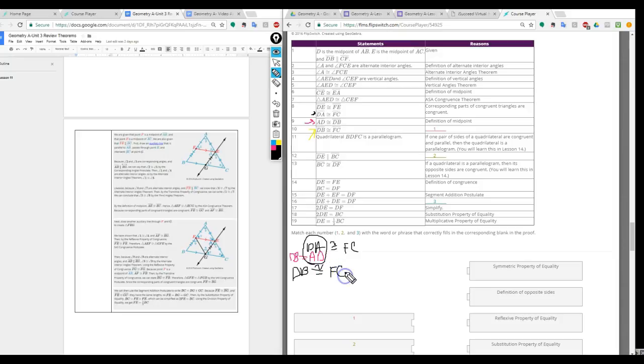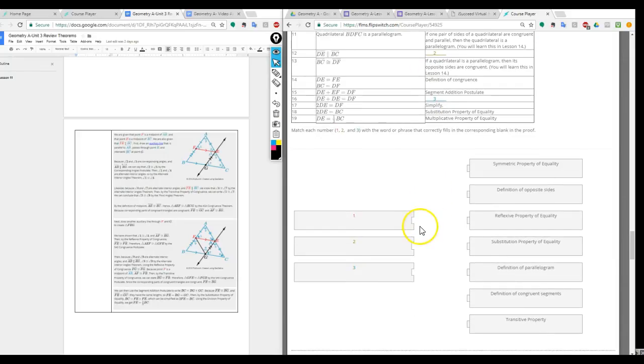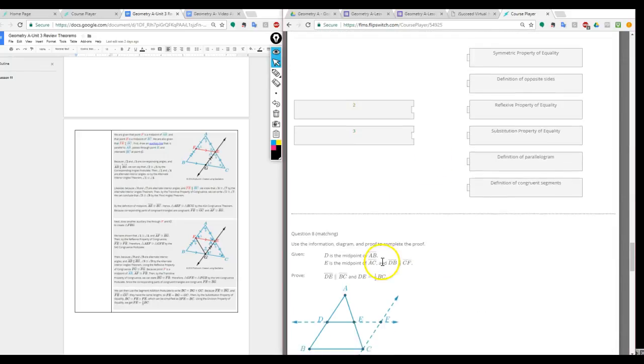And I remember this by cutting out the middleman. DA is our equal linker. I don't know if that's proper English, but that's what I think of. This segment is our link. And if what we started with is equal to the link, and the link is equal to what we ended with, then we can take out that link and just say what we started with is equal to what we ended with. So, blank 1 is our transitive property.